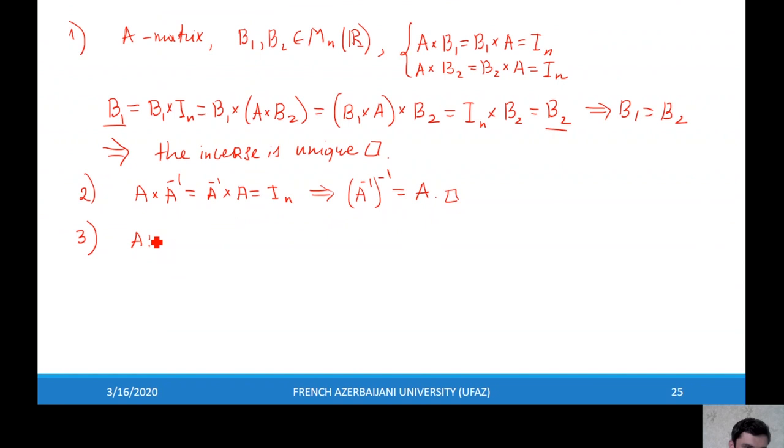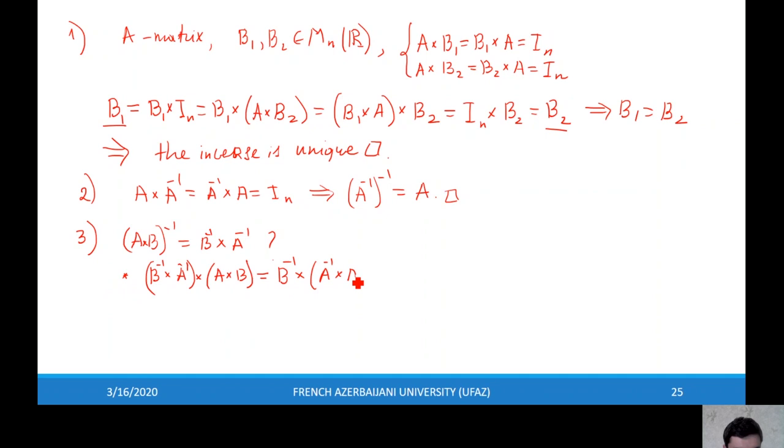Third one. The inverse of A times B is equal to the inverse of B times the inverse of A. Let's prove this. First, I'll try to calculate the inverse of B times the inverse of A times A multiplied by B, which is equal to the inverse of B times the inverse of A times A times B. And you see this expression will be the identity matrix. Then the result will be the inverse of B times B, which is the identity matrix.